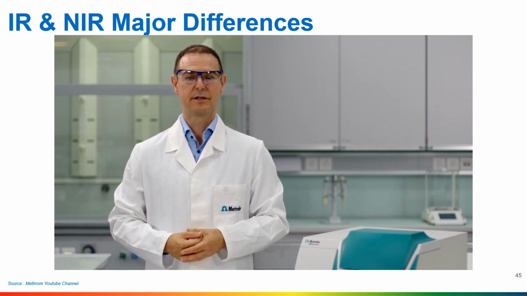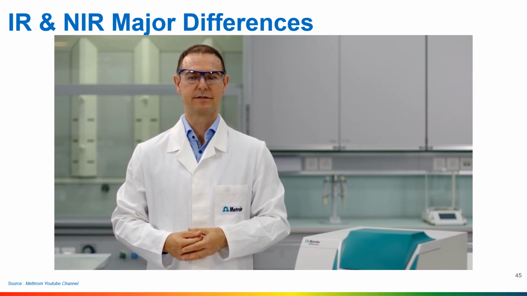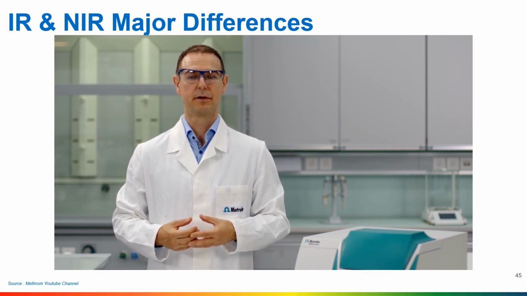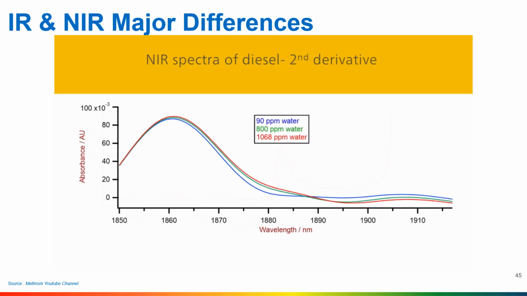The benefit of these broader overtone and combination bands is that you can also quantify chemical and physical parameters of the sample. For this quantification, mathematical models called prediction models are required.